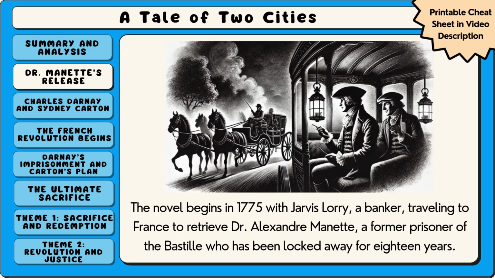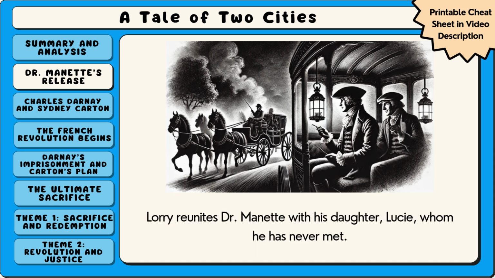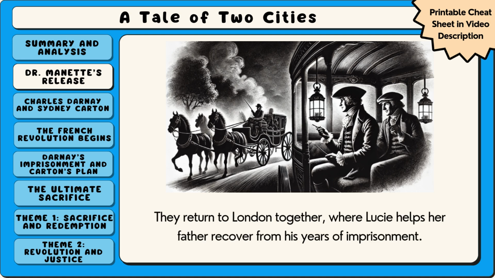The novel begins in 1775 with Jarvis Lorry, a banker travelling to France to retrieve Dr. Alexandre Manette, a former prisoner of the Bastille who has been locked away for 18 years. Dr. Manette, now a frail and broken man, has been living in hiding in Paris, working as a shoemaker. Lorry reunites Dr. Manette with his daughter Lucie, whom he has never met. They return to London together, where Lucie helps her father recover from his years of imprisonment.